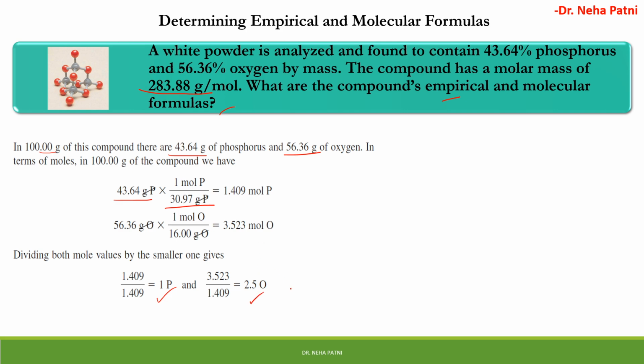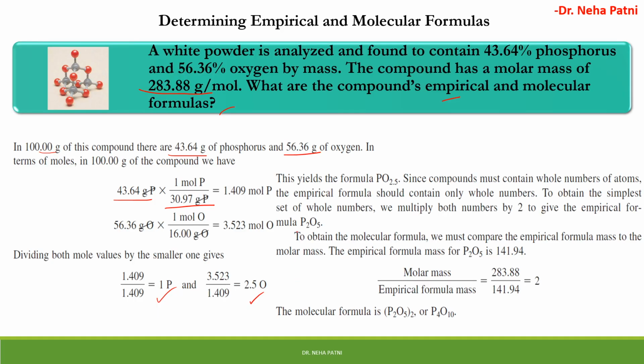Now, as of now, if I've got 2.5, let's go ahead with the flow and say the formula is PO2.5. But don't you remember that it was written that it should always be a whole number? So for that, you have to multiply both by 2 so that you get a whole number, and P2O5 would be the answer then. Now let's cross check with the integer.